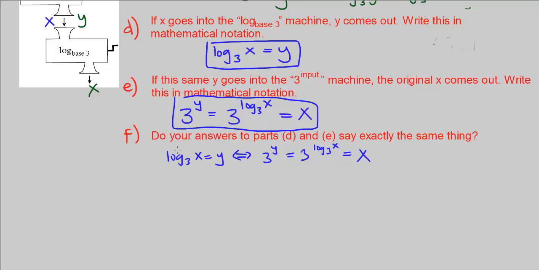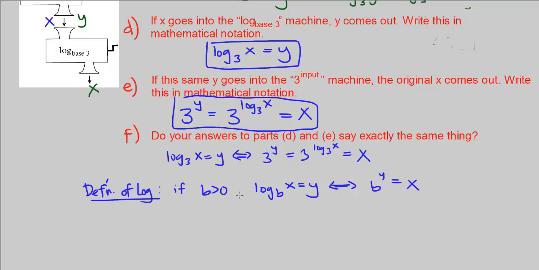Because in mathematical notation, we know the definition of logarithm. Remember, the definition of logarithm says if b is greater than 0, then log base b of x equals y. That's equivalent to writing b to the power of y is equal to x. This is the definition of log. These are two equivalent statements.